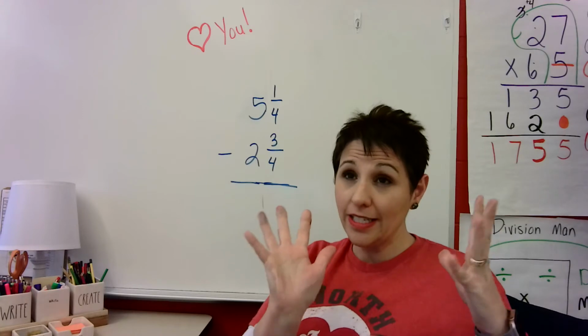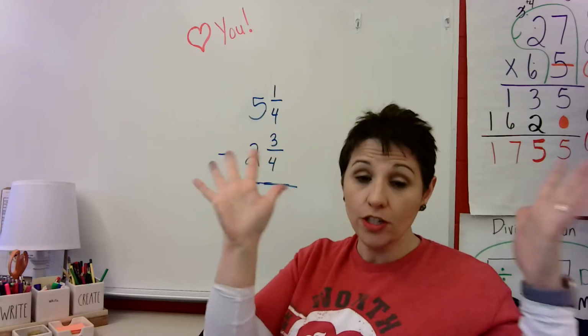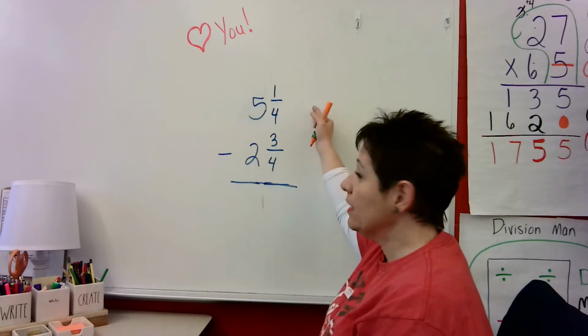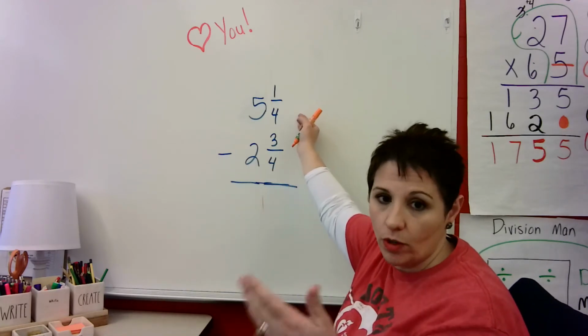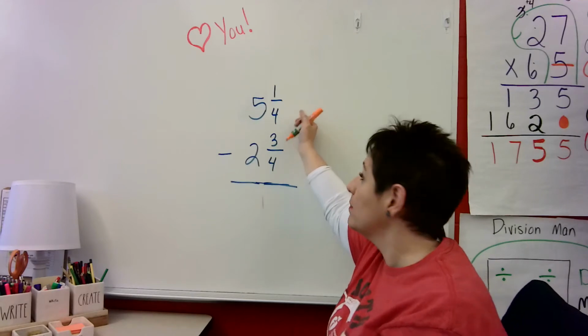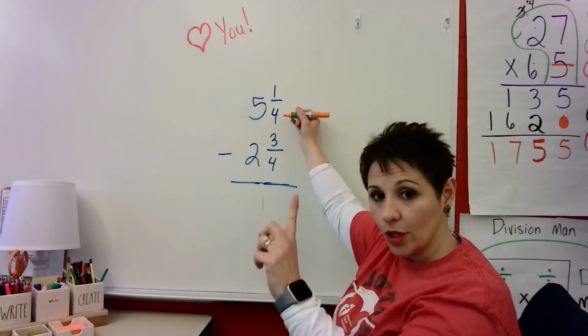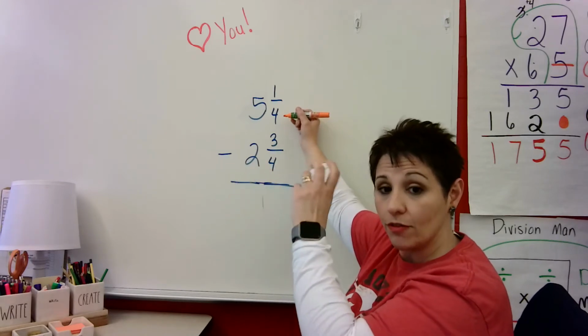Everybody hears fractions and goes, fractions, oh my gosh, what do I do? This is what you do with mixed numbers. So here's a typical problem, 5 and 1/4 minus 2 and 3/4. First thing I do is I build a wall. Walls do not work for everything. However, they do work to help us separate the whole number from the fractional part of the number.